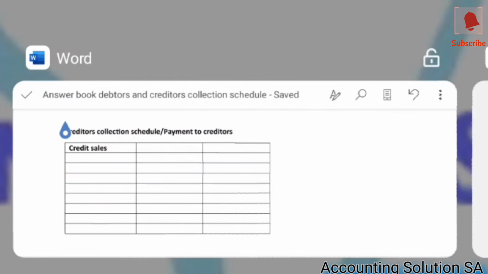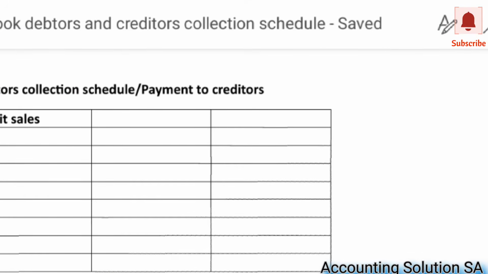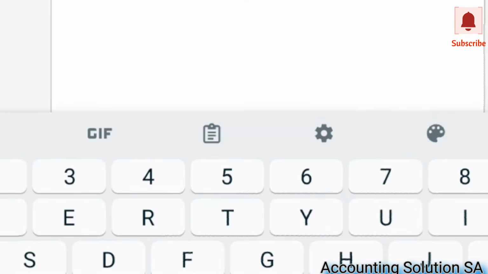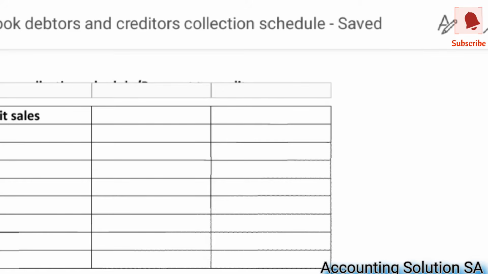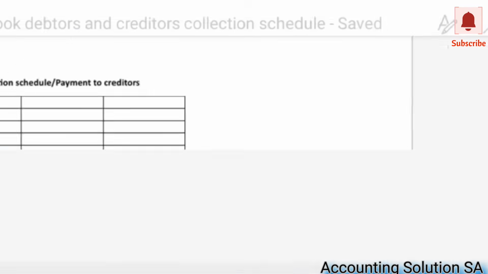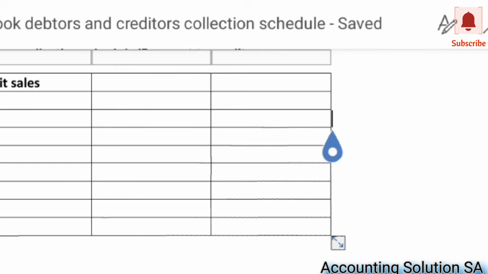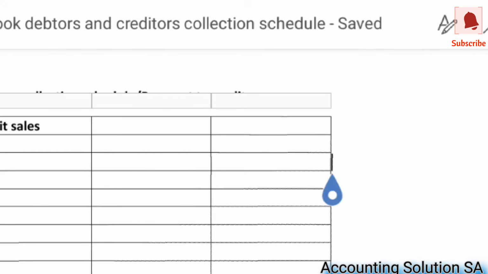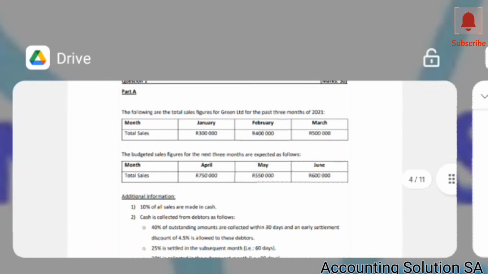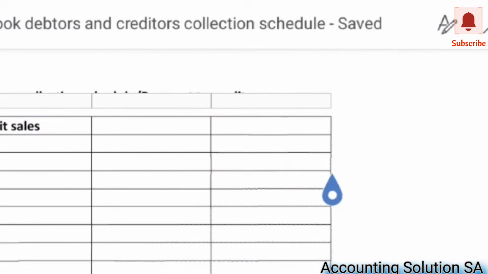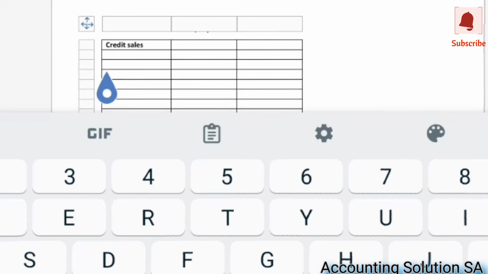Let's first go to the table that we have to draw. On our table, of course, we have to put credit sales on this side. Then on the other side we put the months that are required to be prepared. You don't just put many months, guys. Put the months that are required on top, then on your left put all the months that you have been given. For example, they give us January, February, March, April, May, and June, which means that all those 6 months, from January, we put on this side.